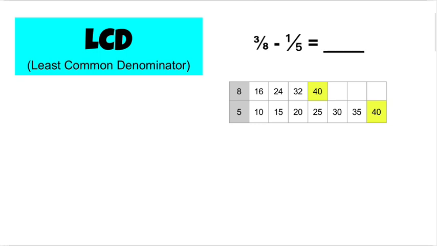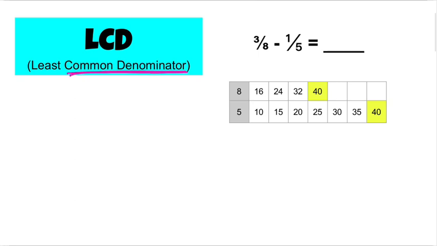Because remember, when adding or subtracting fractions, you have to have a common denominator. And identifying the least common denominator helps in not making you simplify so much at the end.